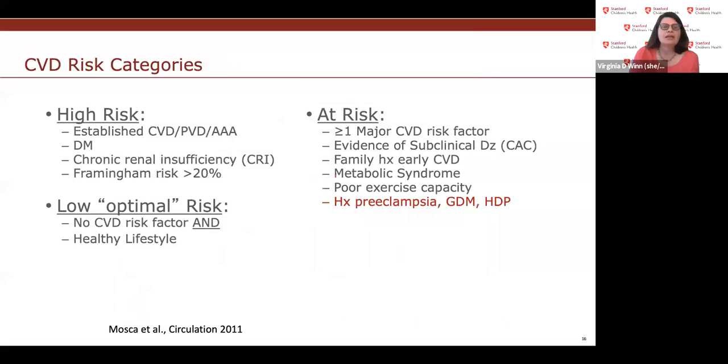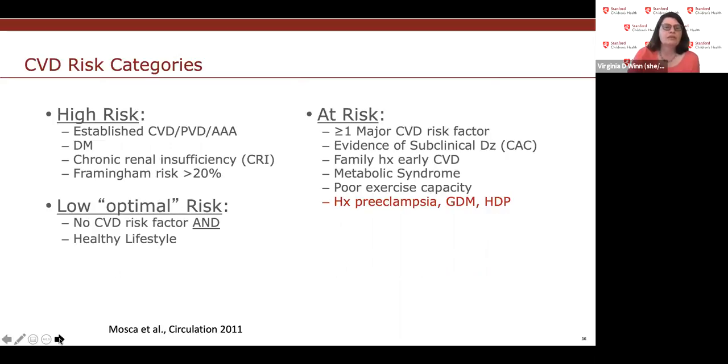So the cardiovascular risk categories. High risk is established disease, diabetes, chronic renal insufficiency, and Framingham risk greater than 20% from a cardiovascular risk assessment. And at risk are one or more of these cardiovascular risk factors, and that now includes preeclampsia, gestational diabetes, and hypertensive disease of pregnancy. Low optimal risk is no vascular disease and a healthy lifestyle.